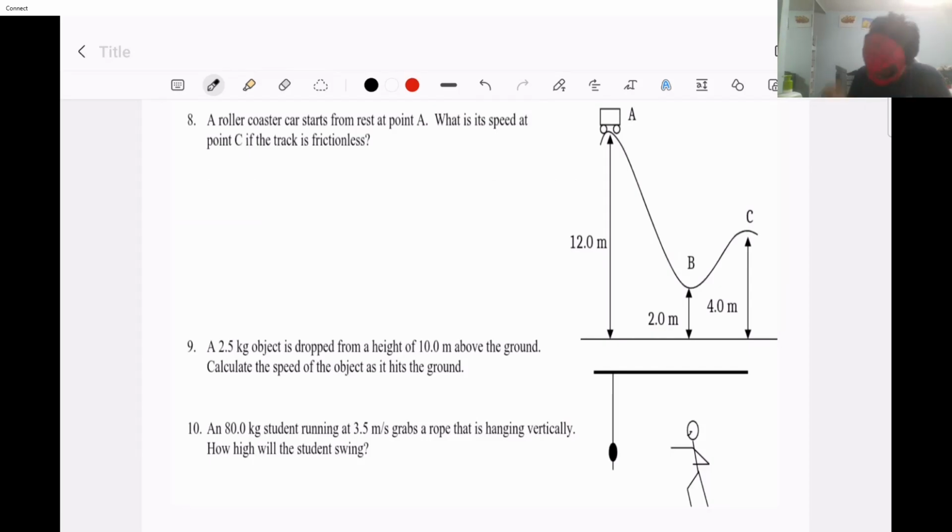Finally, a different looking question. So a roller coaster car starts from rest at point A. What is its speed at point C if the track is frictionless?